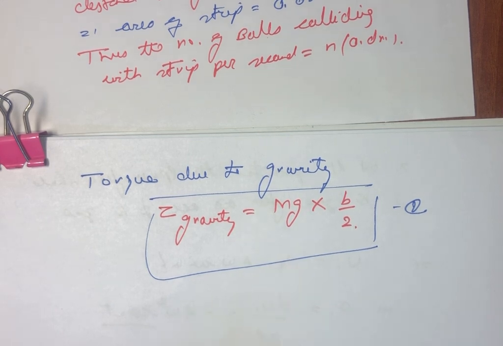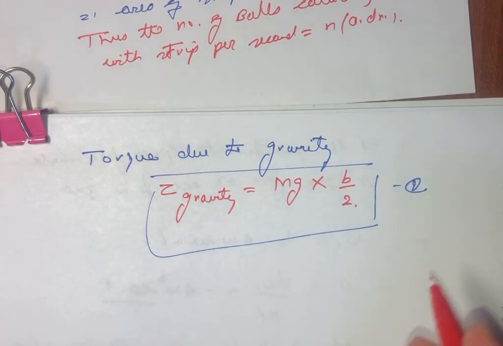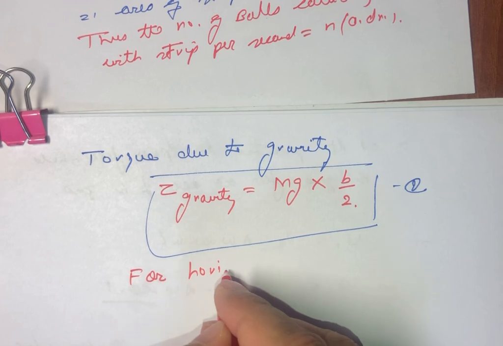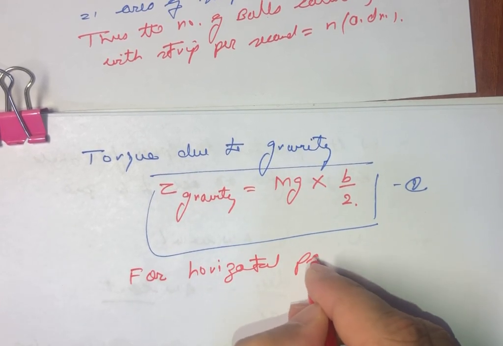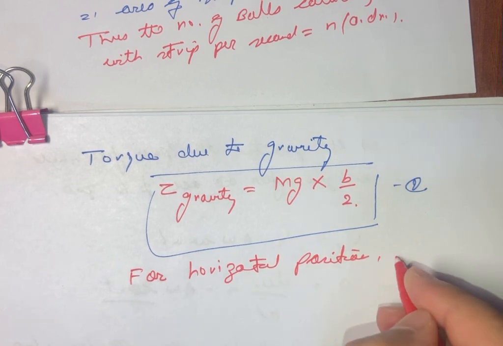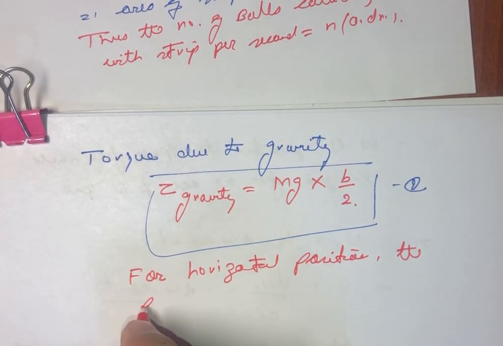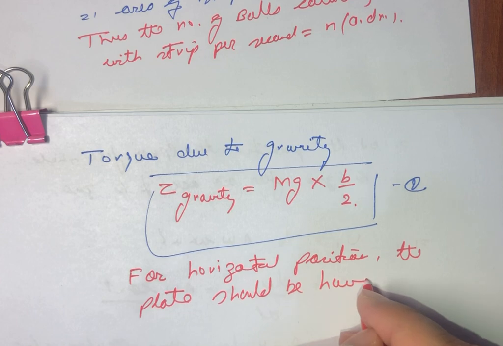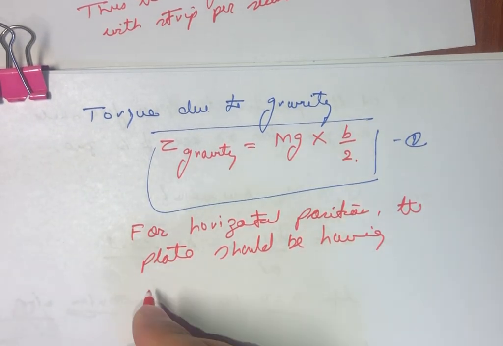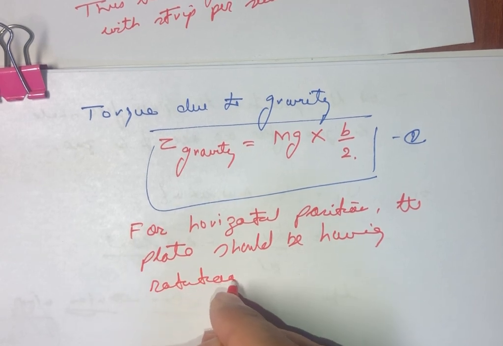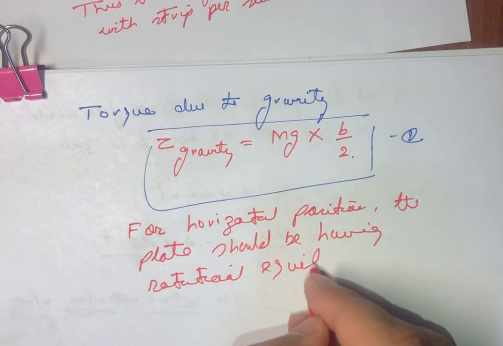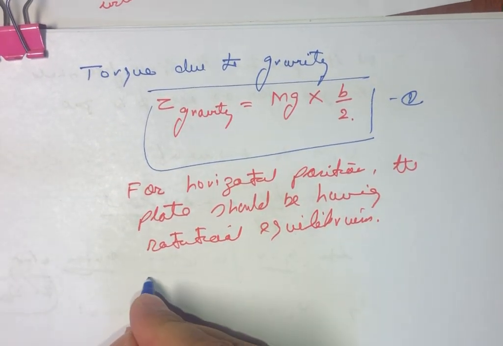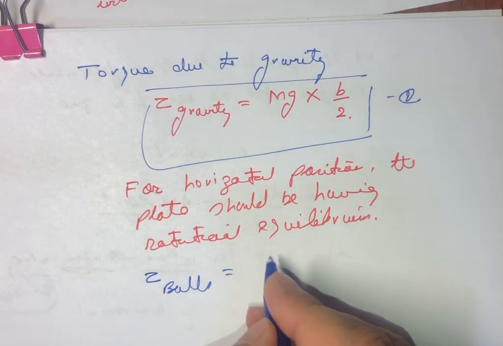Now it is said that it is being held at horizontal position. So we can say for the horizontal position, the plate should be having rotational equilibrium, or we can say tau balls should be equal to tau gravity.